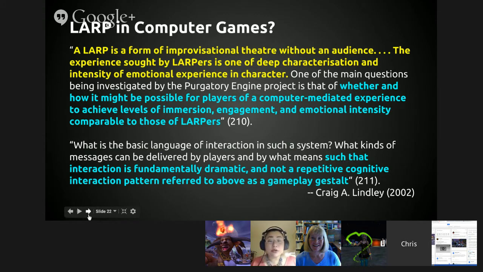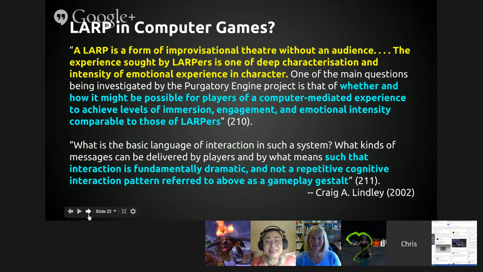Lindley runs the Purgatory Engine Project, so when he wrote this paper he was also talking about his game design company. One of the things they were concerned about is whether and how it might be possible for players of a computer-mediated experience to achieve levels of immersion, engagement, and emotional intensity comparable to those of LARPers. What's exciting is he started studying LARP and thought, how can I put LARP back into computer games?